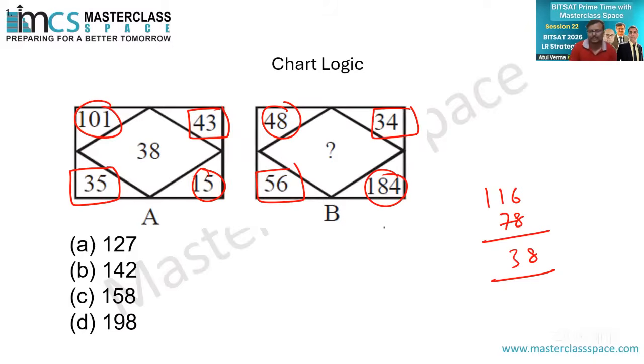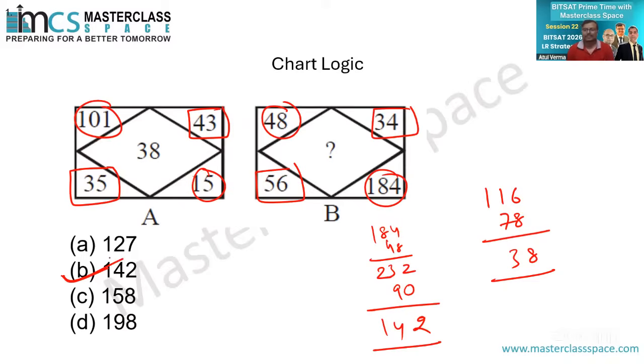So let's add them. When you add 184 and 48, you will get something like 1332. And if you subtract the addition of those other two numbers, friends, you can see we have 56, which makes it 1190. So what are you seeing? 142, which is your option B. So this is the logic with which you have done this question.